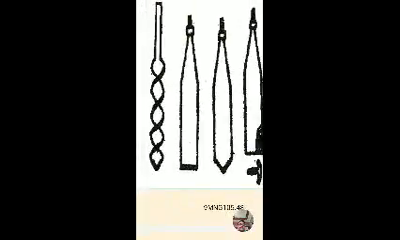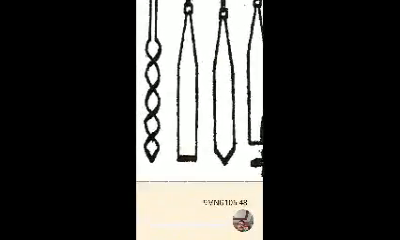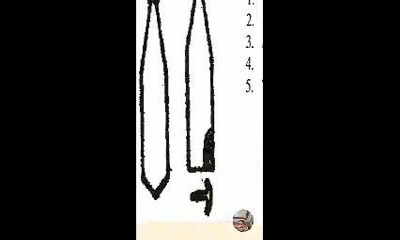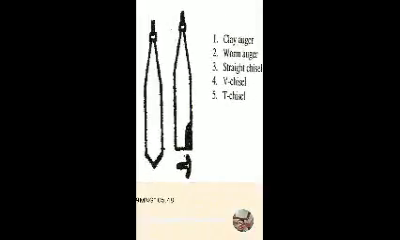The last portion of the bit is straight. It looks like a straight line. That's why it is straight chisel. Here the end portion of the drill bit is in the shape of V. That's why we call it V chisel. This is in the shape of T. That's why we call it T chisel. In another chisel, the end portion looks like X.